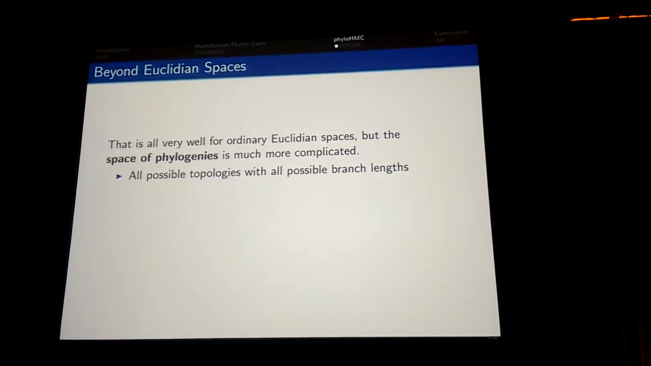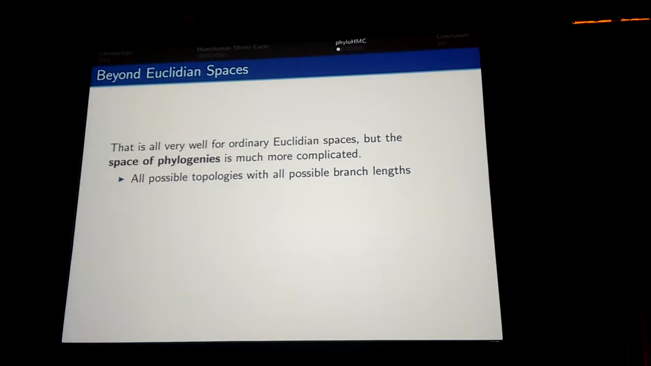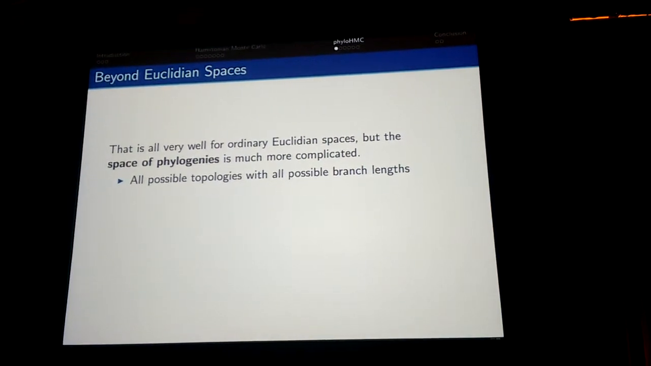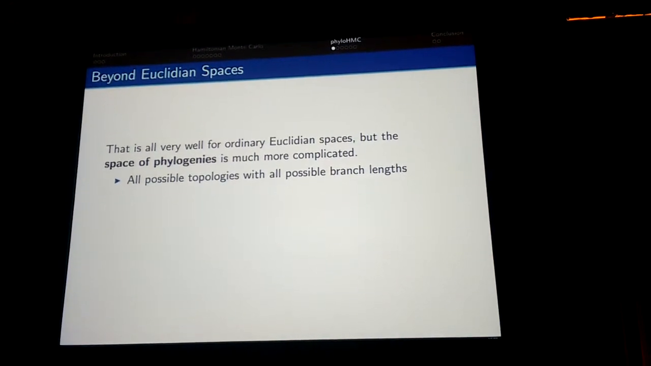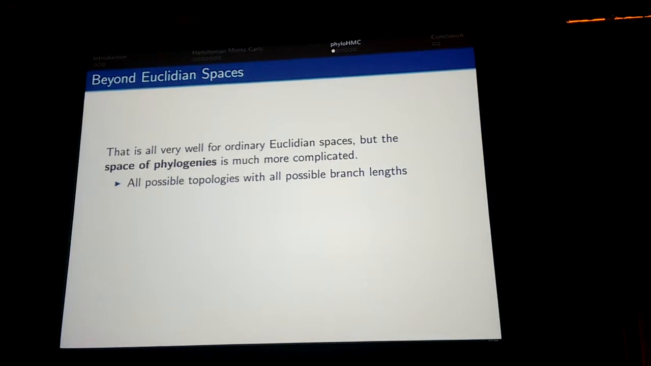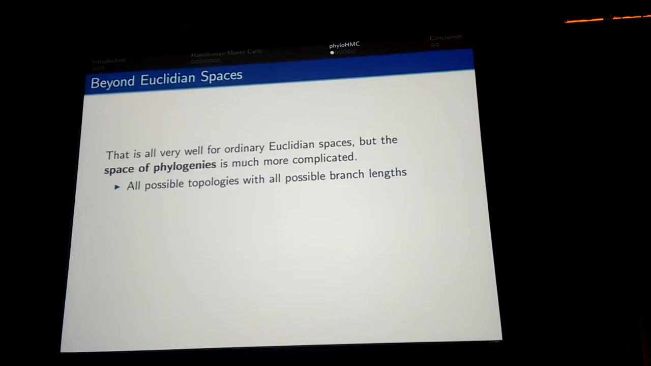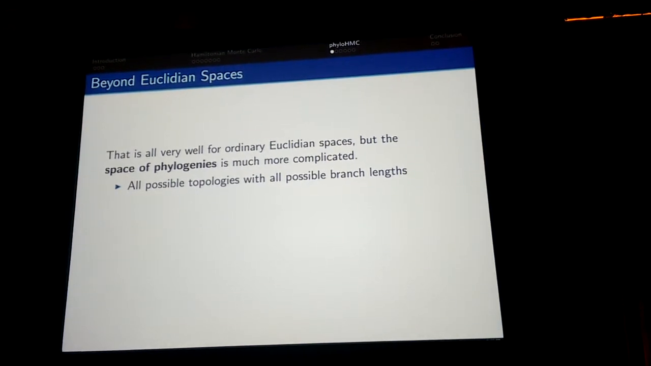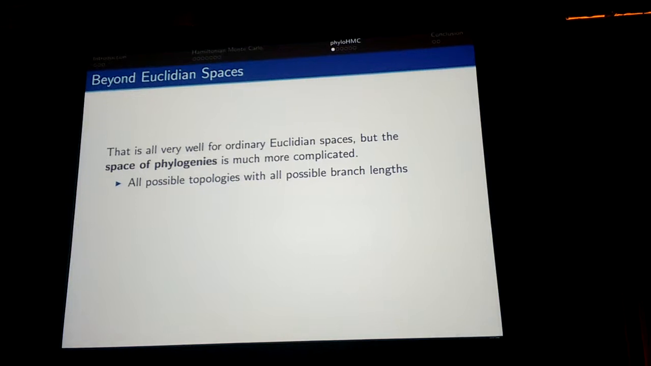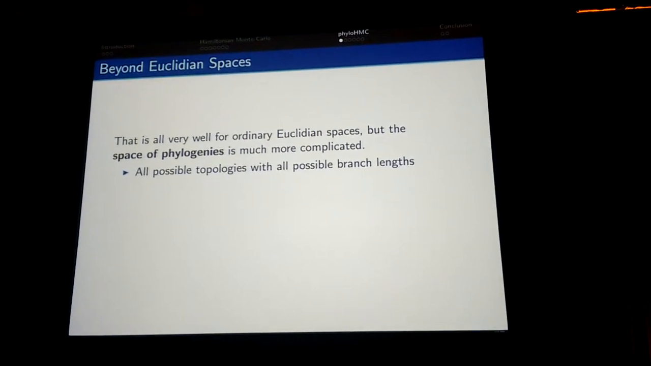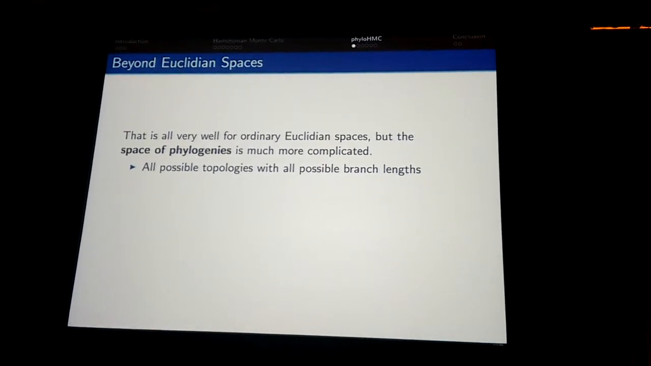So okay, this is all very good for ordinary Euclidean spaces, but we know that phylogenies are actually a lot more complicated. We're really thinking about what the space of phylogenies is. We can think of that in 2 components. One of them is all possible topologies, and then for each topology we want to look at all possible branch lengths for that topology. So this is the entire space that we're looking at.